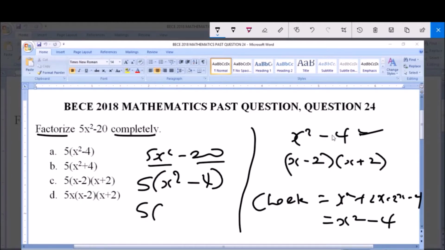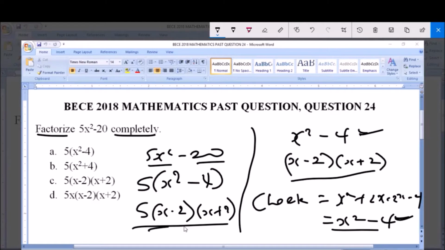So whenever you have a negative sign like this and you are trying to factorize perfect squares, you must change the signs into minus and plus, so that when you carry out your multiplication, you can have your expression back as we have here, x squared minus 4. So therefore the factorization of x squared minus 4 is simply x minus 2, x plus 2. So therefore we say 5 into (x minus 2) (x plus 2). Now this is the final answer. We've completely factorized this. Now which of the options here corresponds to our answer?